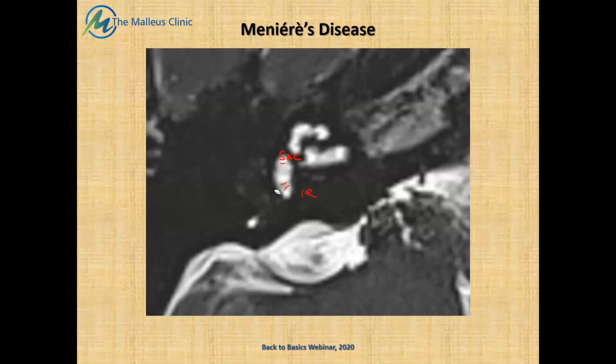Okay, so this is where we have to pay attention if we are following that particular protocol of MR imaging, following the use of gadolinium-based contrast media. This is the saccular area, this is the utricular area, this is the osseous spiral lamina, and then you have the basilar membrane, and somewhere here is the scala media.